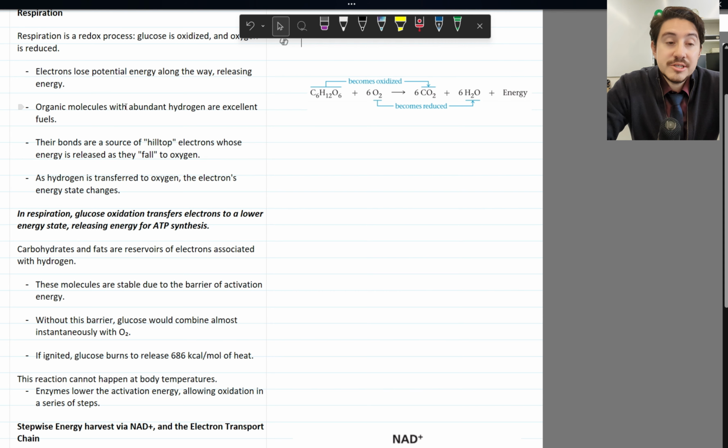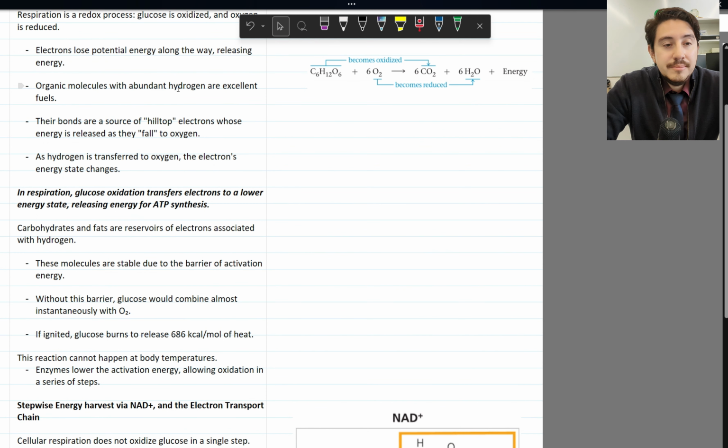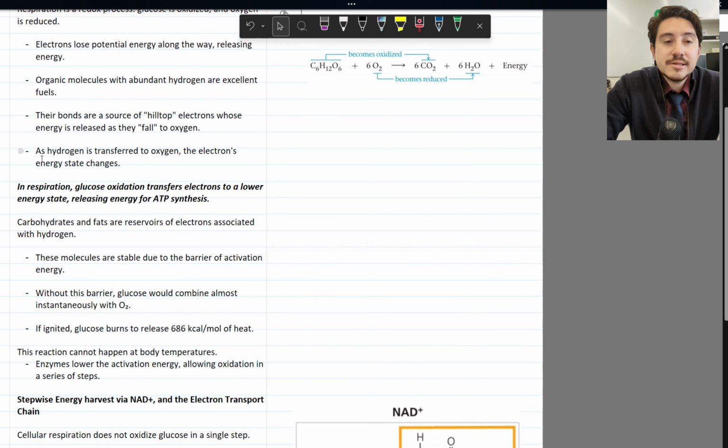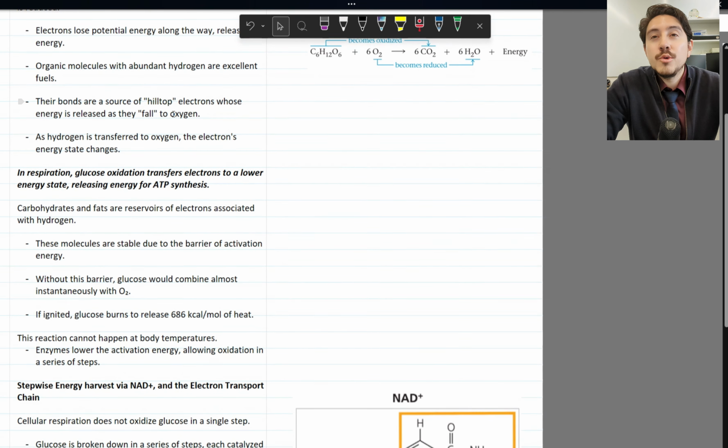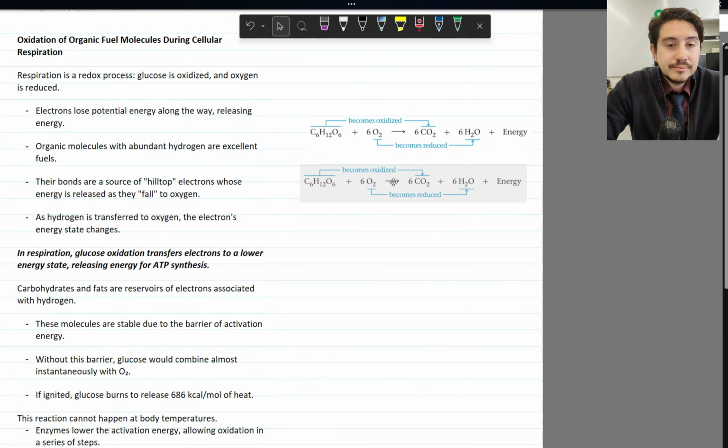Okay, so organic molecules in themselves, they are abundant in hydrogen, right? Carbohydrate, a molecule. So they're an excellent source of fuel. Okay, so because of this, their bonds are a source of hilltop electrons, right? And then these electrons will release energy as they fall to oxygen. Okay, so they'll release energy.